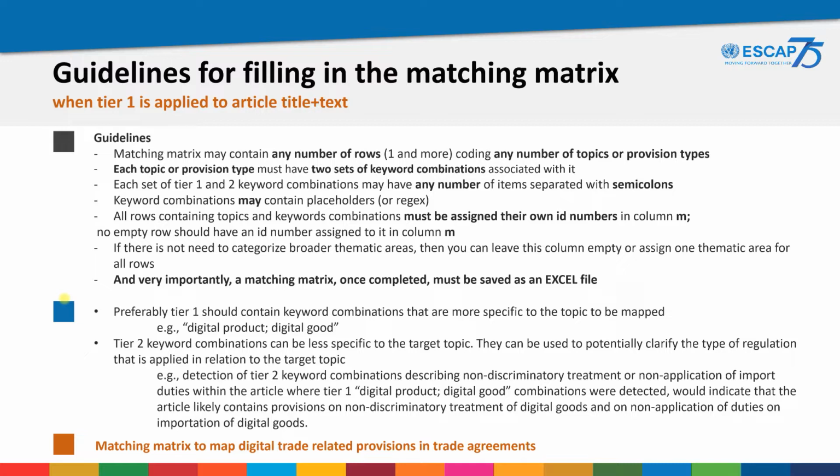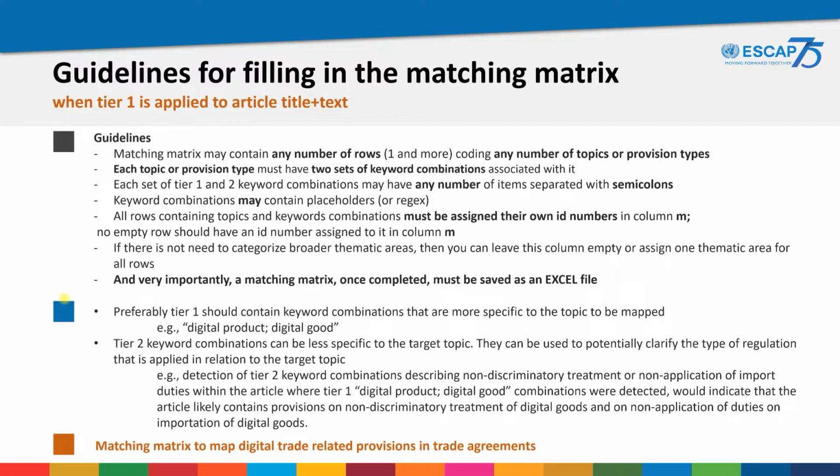These are very specific to the topic that we are going to map. Tier 2 keyword combinations can be less specific to the targeted topic. The idea is that this set of keyword combinations is used to potentially clarify the type of regulation that is applied in relation to the targeted topic. For example, if an article that already contains reference to digital products or digital goods also contains Tier 2 keyword combinations describing non-discriminatory treatment or non-application of import duties, that would potentially indicate that the article likely contains provisions on non-discriminatory treatment of digital goods and on non-application of duties on importation of digital goods.